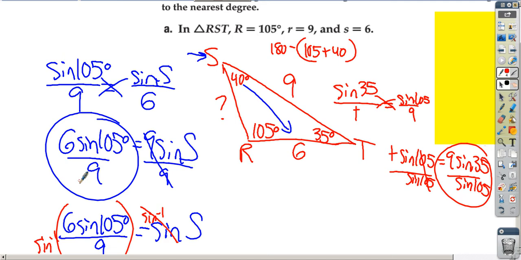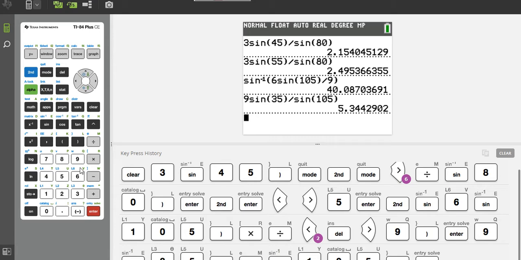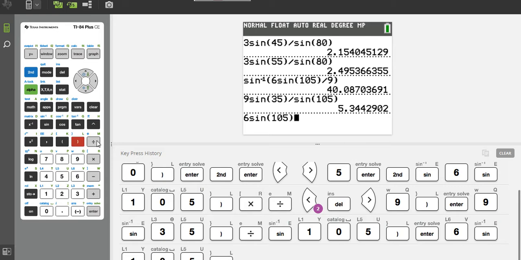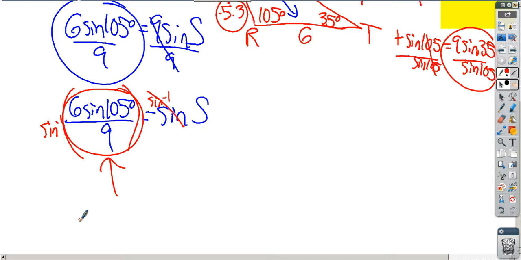Okay, so the question is, how do we know that there's not another triangle that has the same conditions? How do we know? And here's how you know. First of all, you might have another triangle. It's based on this step right here. This number right here, let's figure out what that number is. 6 times the sine of 105 divided by 9, that's an actual number. And then we took the inverse sine of that. So let's just calculate this real quick. This is equal to 0.64. Okay, so let me write that and let me explain why we might have a second triangle.